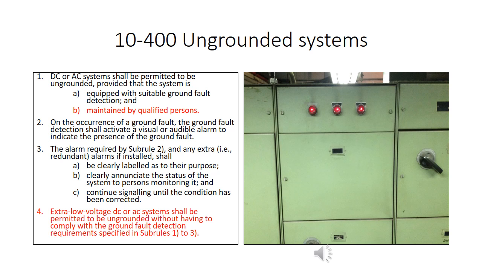So what this rule is specifying is not only do you have to have the ground fault indicating lights, you have to have an audible alarm so that maintenance personnel can actually hear that there's a problem and then correct the situation as deemed necessary.